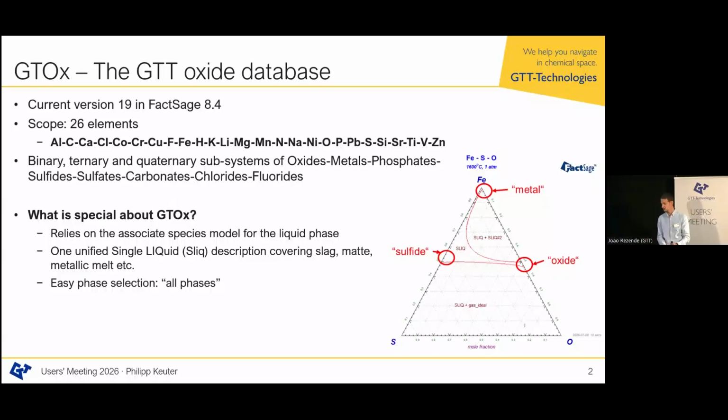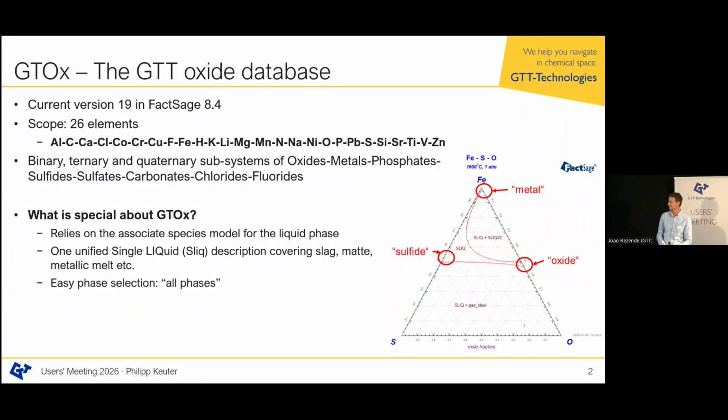What actually is GTOx? That is our in-house developed GTT oxide database. In close collaboration, it has been developed with our partner at Forschungszentrum Jülich. The current version is number 19, which gives you an impression already of the history of the database.